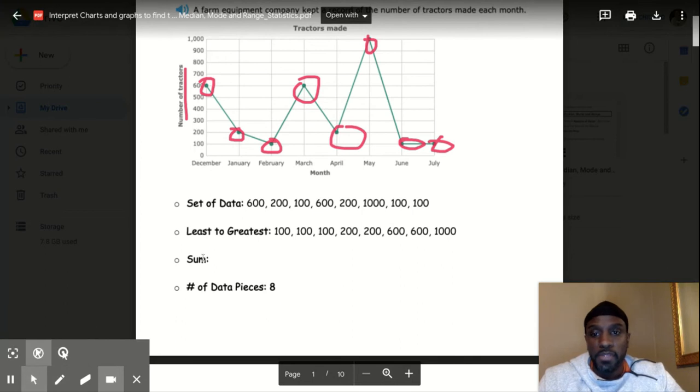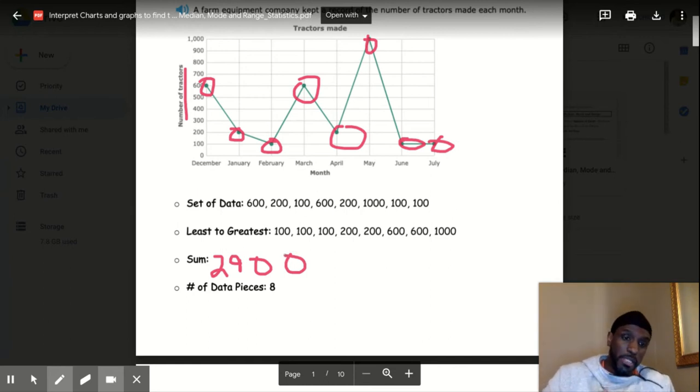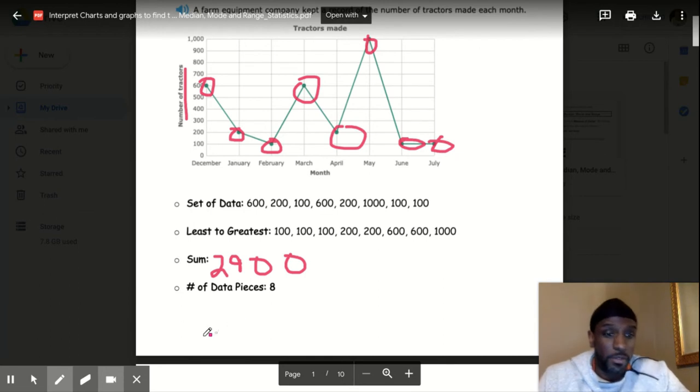I add up all these numbers and I get 2,900. That's the sum of all of them. And why am I putting all this down? Because it's going to make it easier for me when I start trying to calculate the mean, the mode, the median, and the range. I have everything that I need. It's easy for me to calculate the mean because I have the sum already and I already know how many data values I have.